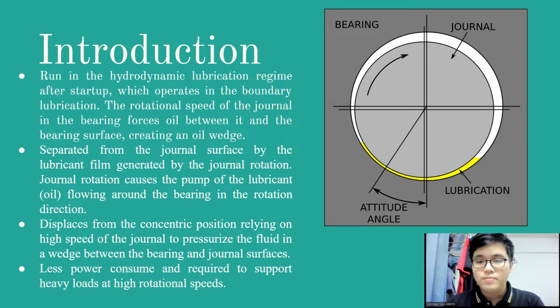The journal rotation is caused by the pumping of the lubricant flowing around the bearing in the rotational direction. If the journal is not supplied with any force, its position will remain concentric to the bearing. However, a hydrodynamic journal bearing is displaced from the concentric position, relying on high speed of the journal to pressurize the fluid wedge between the bearing and journal surface.